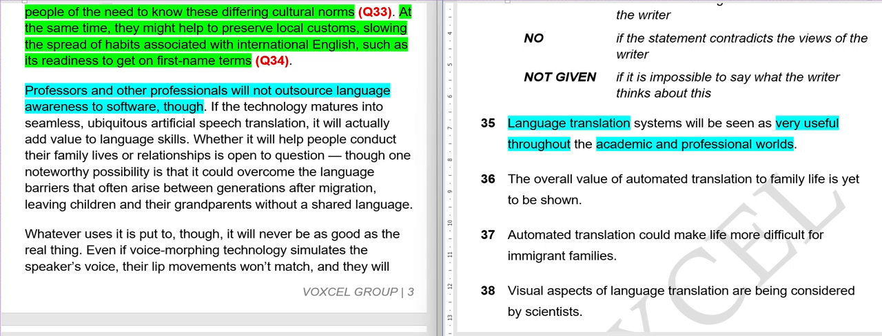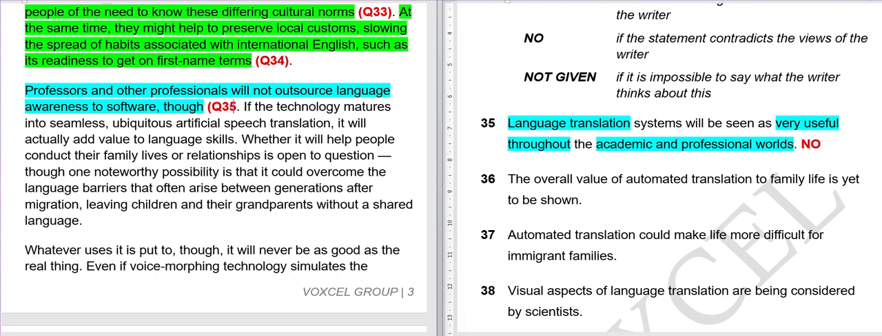Drum roll, please. And the answer is no. And let me just mark the location here first. Why is it no?